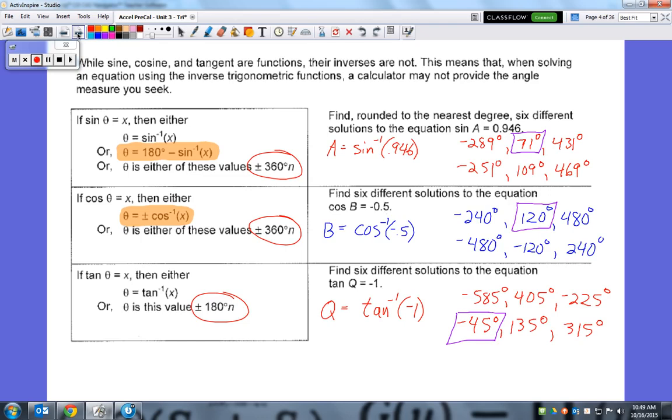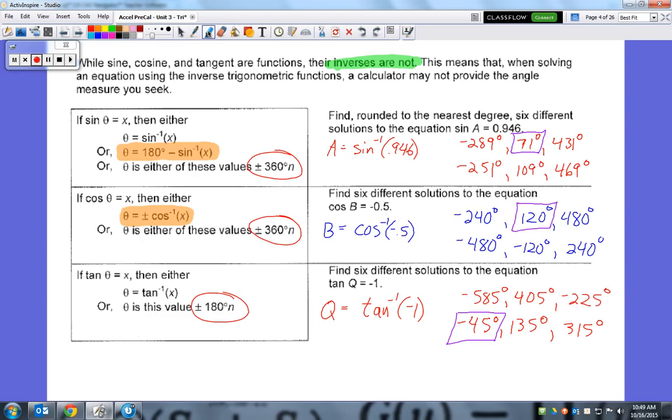While sine, cosine, and tangent are functions, their inverses are not. We talked about this yesterday in class as far as them not passing the horizontal line test on their original function and how it translates to only certain parts of the graphs being shown on their arc or inverse functions. So this means that when solving an equation using inverse trigonometric functions, a calculator may not provide the angle measure that you seek. You have to find it.